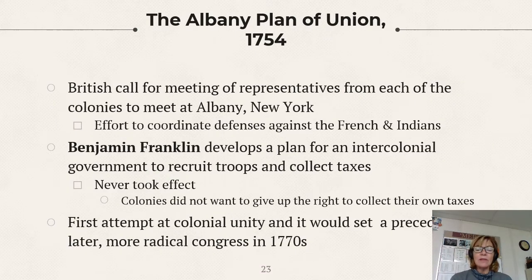Right. About this time, too, the English are encouraging the colonists to unify, to work together so that they can coordinate their defenses against the French and their Indian allies. So Benjamin Franklin develops a plan of intercolonial unity in order to recruit troops and also collect taxes for this effort. The only thing is, it never took place, right? Because the colonies really were kind of selfish. They didn't want to give up the right for their colonial legislators to tax, so they didn't do that. But it is important that this was the first attempt at unity by them. So it's kind of a precursor.